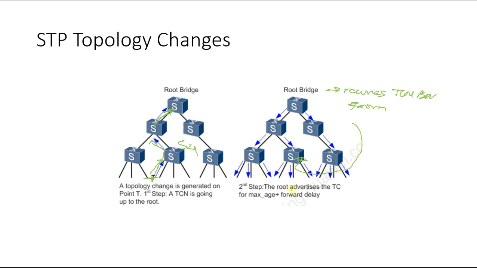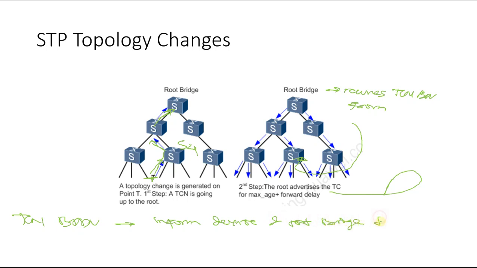So for the summary, the TCN BPDUs are used to inform the upstream device and root bridge of the topology change. This is useful for informing the upstream device and root bridge about the topology change.